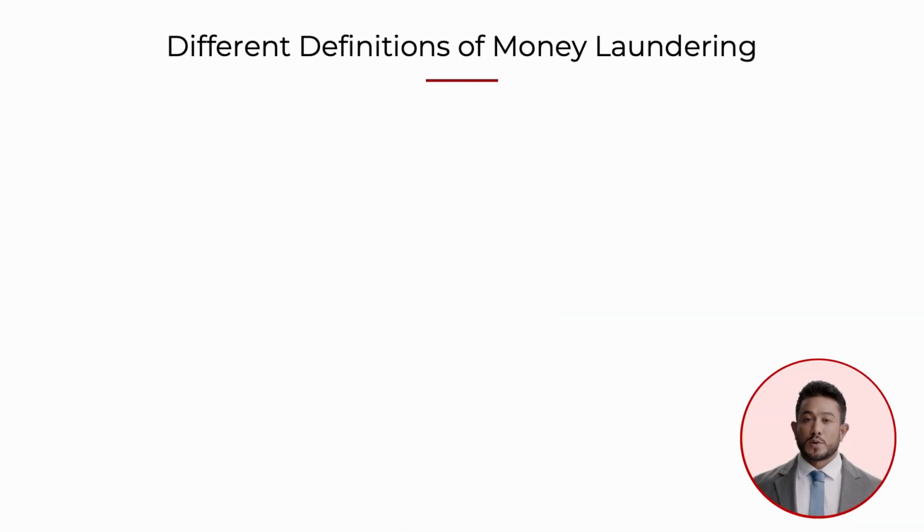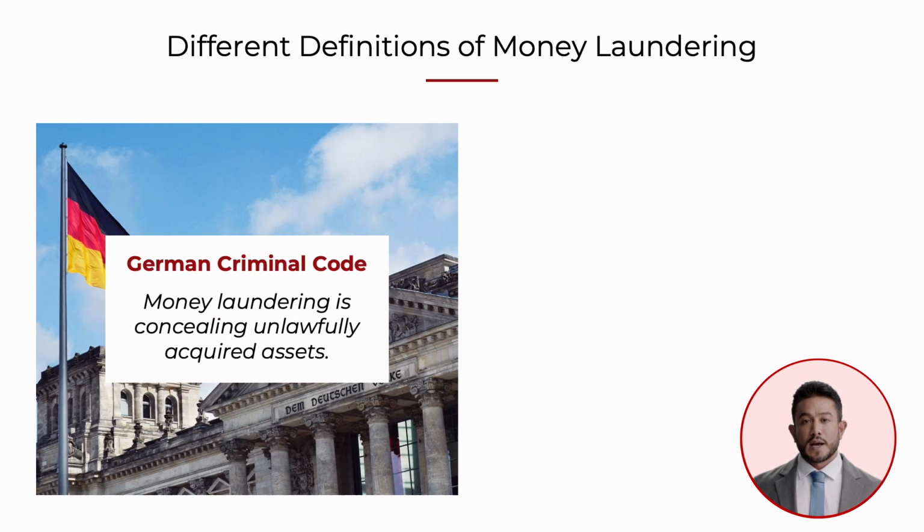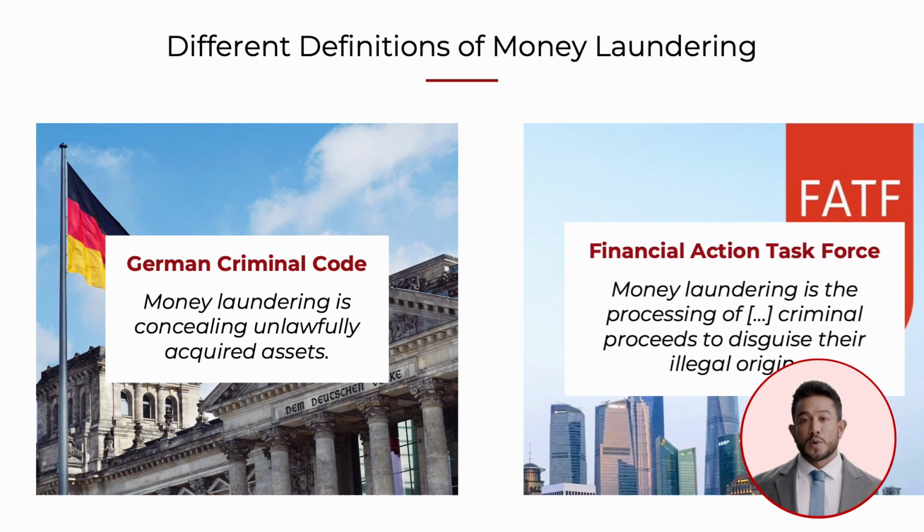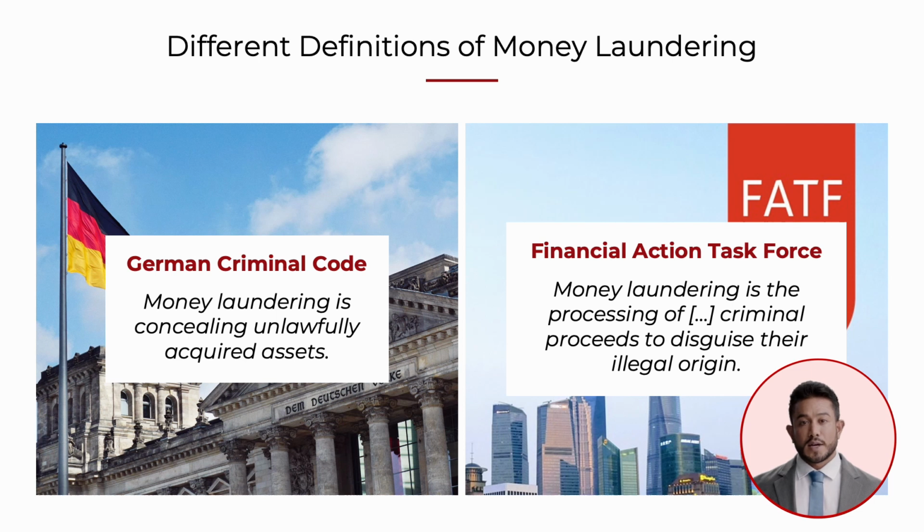To give you a few examples of different definitions of money laundering, the German Criminal Code keeps it rather simple and describes money laundering as concealing unlawfully acquired assets. The Financial Action Task Force describes money laundering as the processing of criminal proceeds to disguise their illegal origin. Common between all definitions of money laundering is that they contain two key elements: funds or assets obtained through criminal or illegal activities, and disguising the illegal origin of these funds or assets.